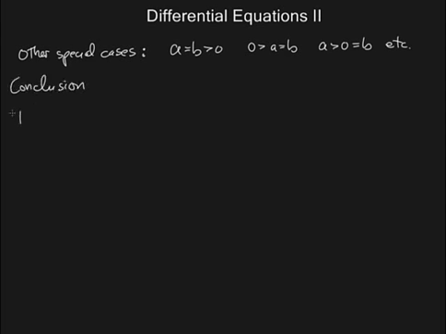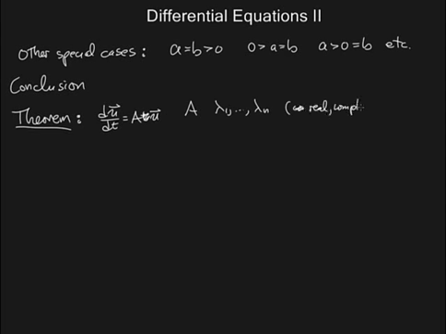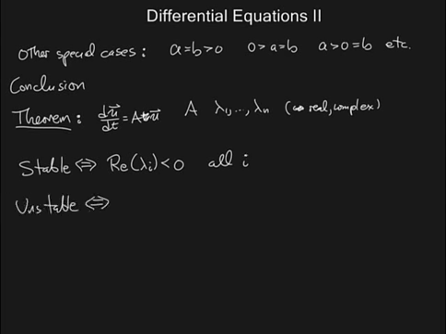And here's the conclusion. So the theorem is we have this differential equation, du/dt is equal to Au. And suppose A has eigenvalues lambda 1 through lambda n, which could be real or complex. Then the equation is stable if and only if the real part of all of the lambdas are negative. It's the real part of the lambdas that matter. And it's unstable if at least one of them is positive. The real part of some lambda i is positive. Only one of them needs to be.